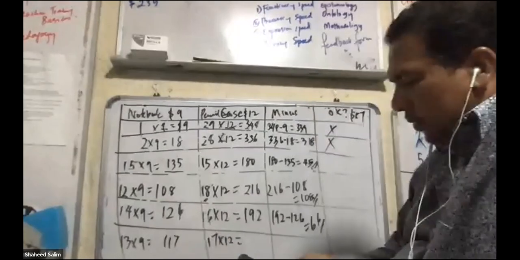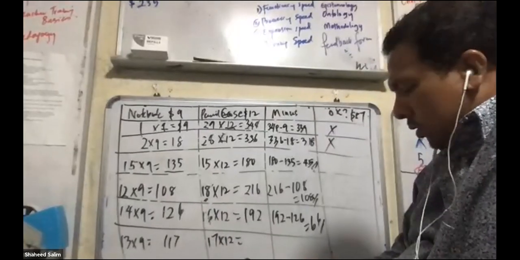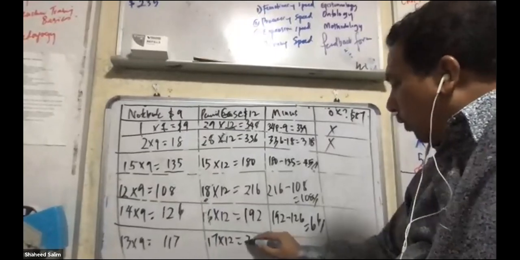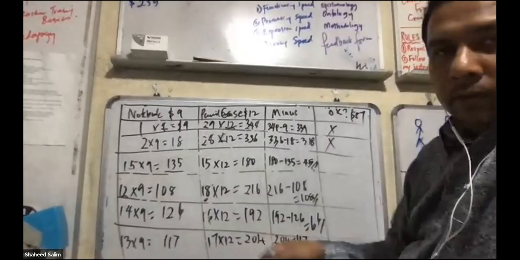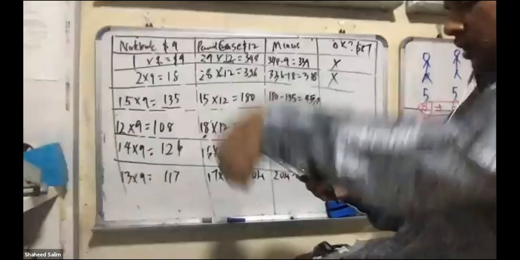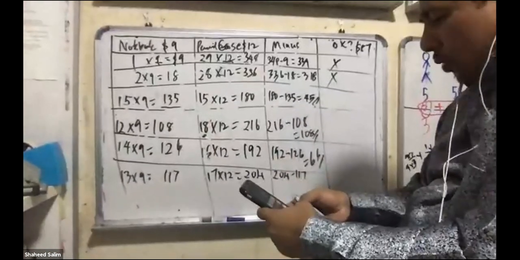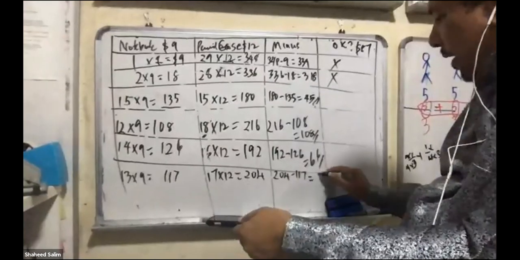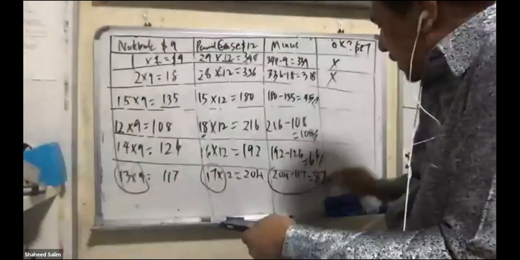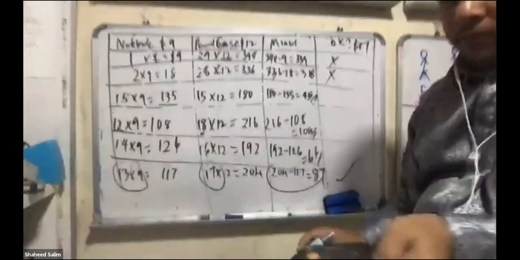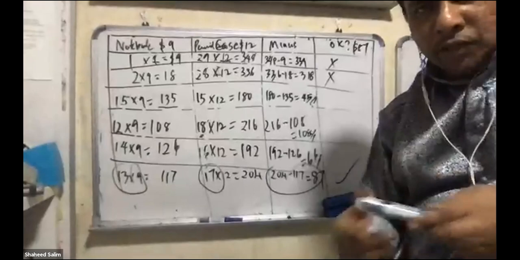117. 17 times 12, 204. 204 minus 117. I'm hoping you get the answer. This is the answer. 204 minus 117 is 87. I got it now. This is the answer. Yes. Okay. So this is a method of guess and check.